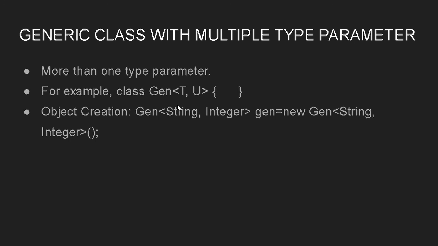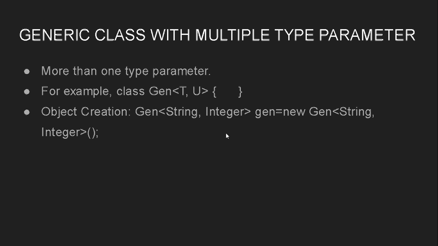And another thing is, there is no upper bound, there is no lower bound. So once again you have full freedom to write whatsoever you want here. Instead of String you can write Integer, and instead of Integer you can write Thread if you want. It all depends on what logic you're trying to build in the particular program. All right, then after that, gen is the reference of this particular class, equals new Gen<String, Integer>.